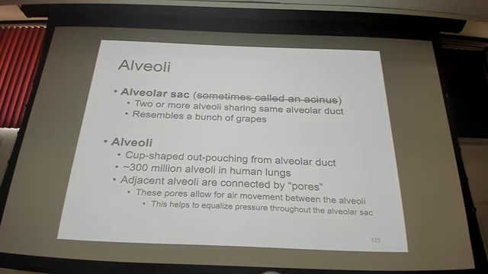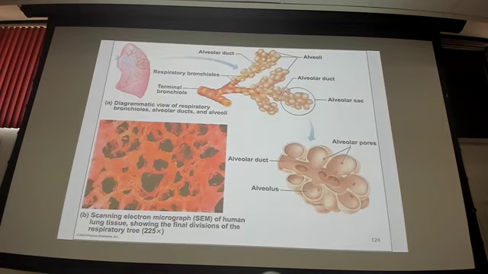Also, you don't have to know how many alveoli, we have a lot, okay? We have a lot of alveoli, as we should, right? But you don't have to know 300 million, but it's an outpouch. So looking at this, alveolar duct, bunch of grapes, and individual grapes. Okay?